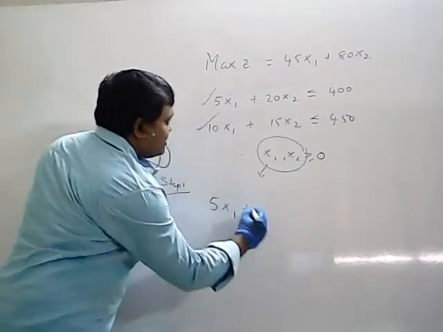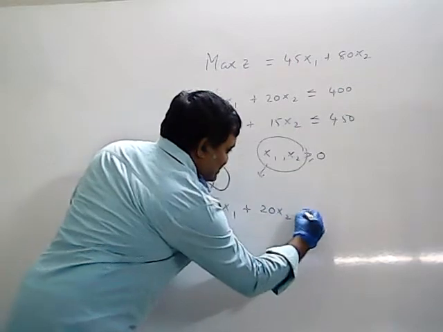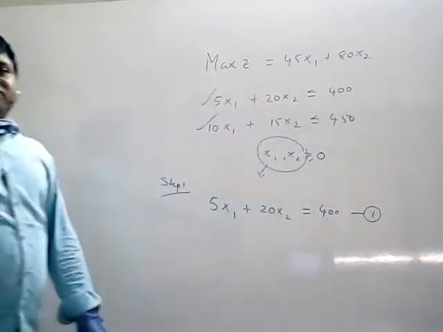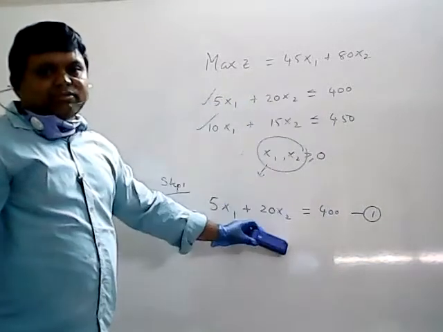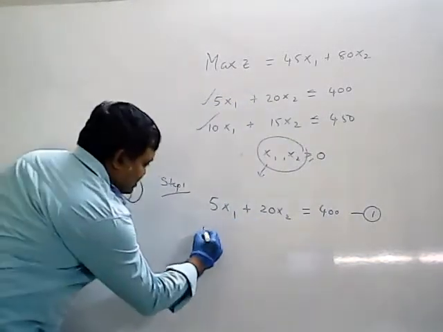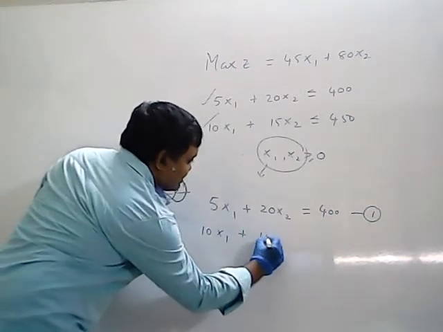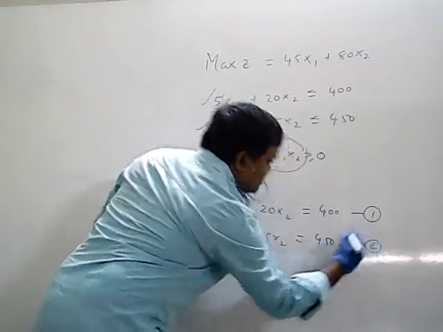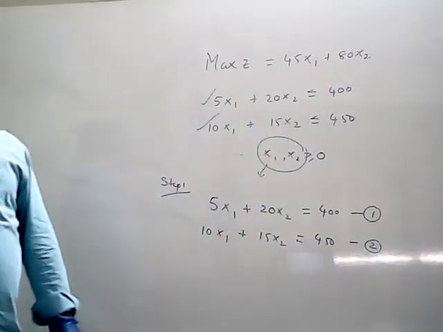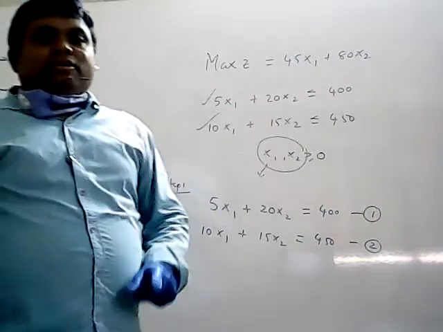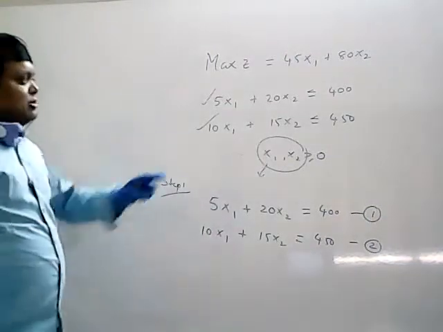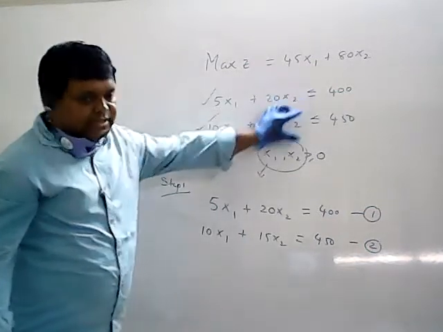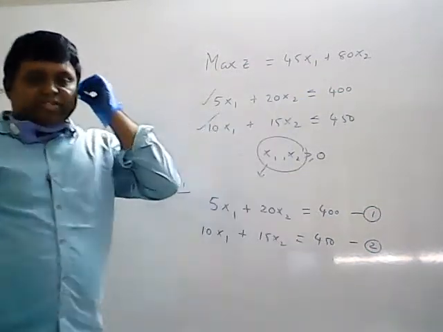Then we get 5x1 plus 20x2 equals 400. This is equation number 1. Now I am converting inequality into equality. Next, the second constraint: 10x1 plus 15x2 equals 450. This is equation number 2. Now step number 1 is completed: convert all the inequality constraints into equality constraints.